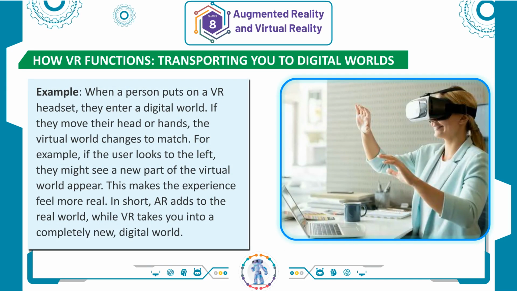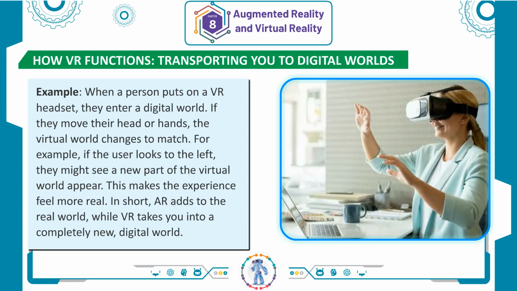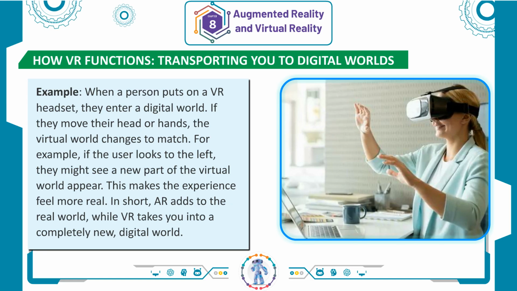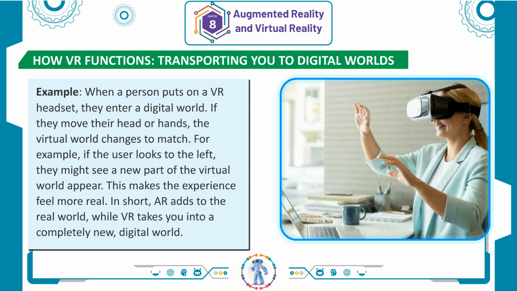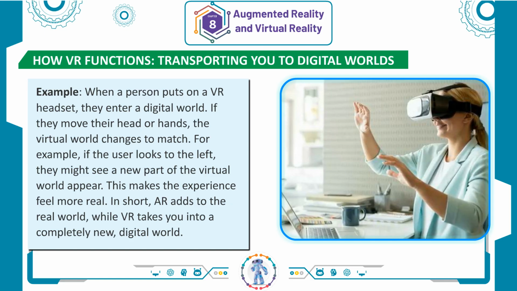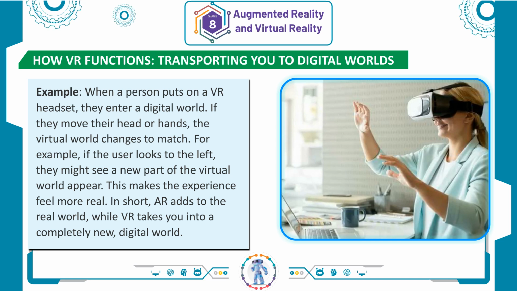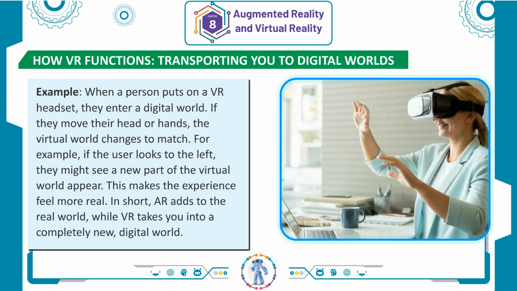Example, when a person puts on a VR headset, they enter a digital world. If they move their head or hands, the virtual world changes to match. For example, if the user looks to the left, they might see a new part of the virtual world appear. This makes the experience feel more real. In short, AR adds to the real world, while VR takes you into a completely new digital world.